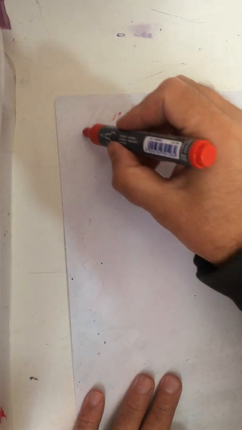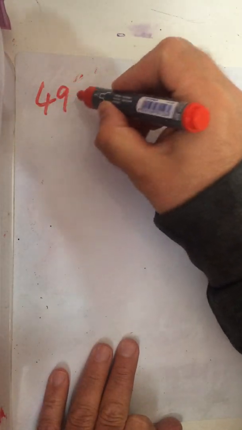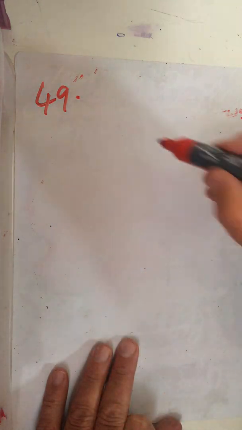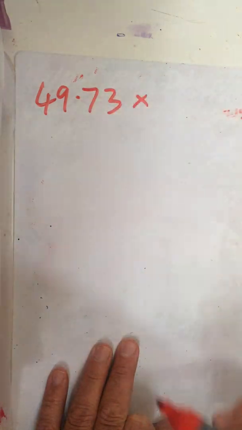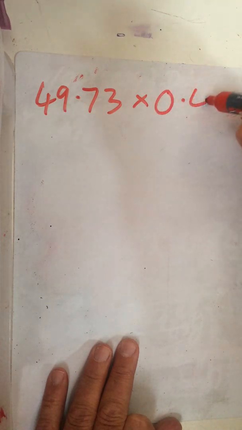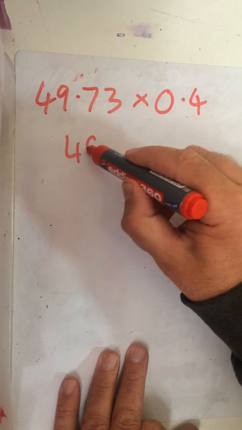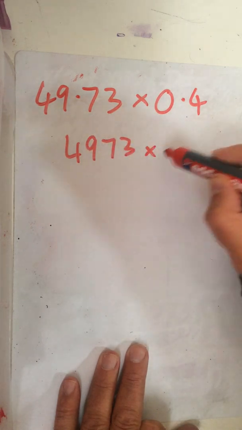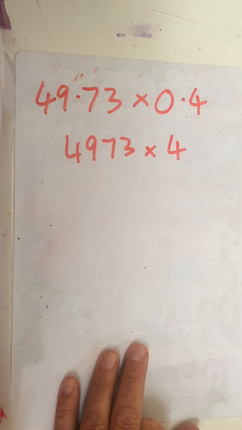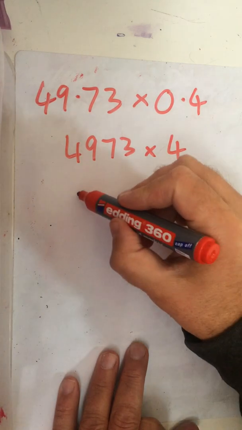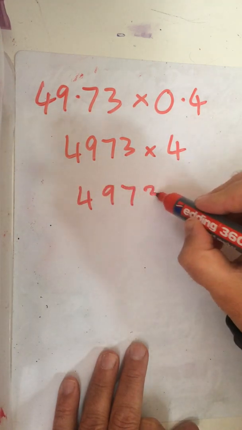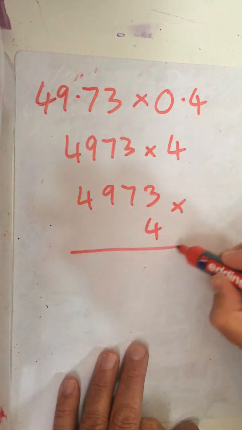And it also works when we're looking at multiplying decimals. So we could have 49.73 multiplied by 0.4. With bigger numbers, the same rules apply. I'm just going to get rid of the decimal points for now, so I'm left with that, and then I'm going to do my standard multiplication question and written method.